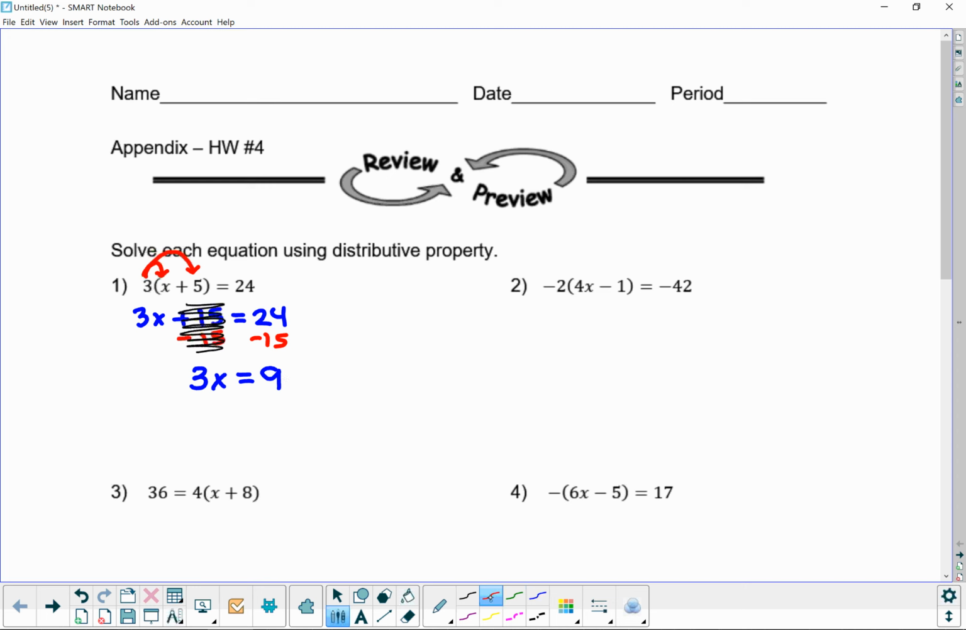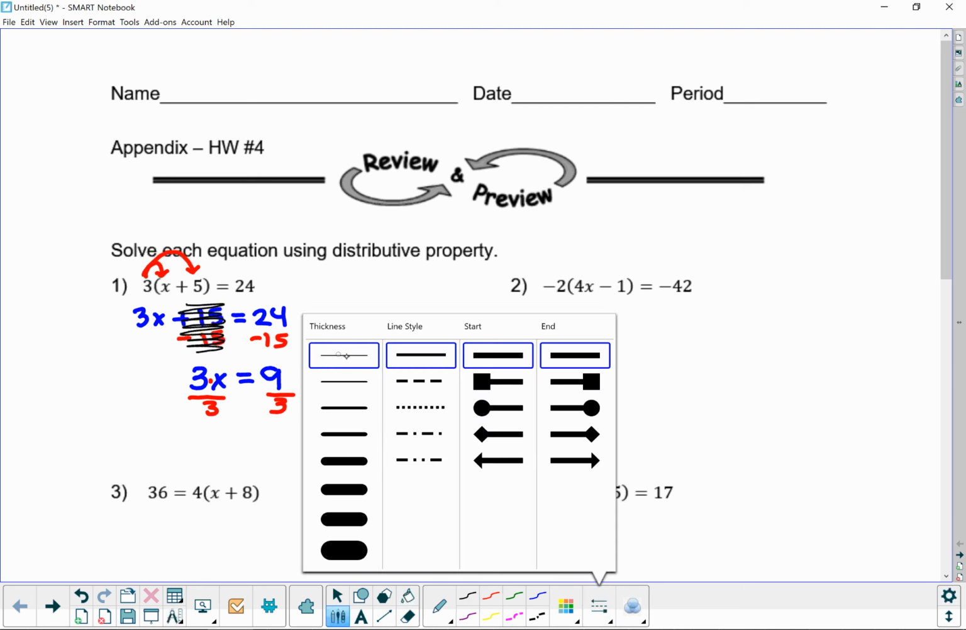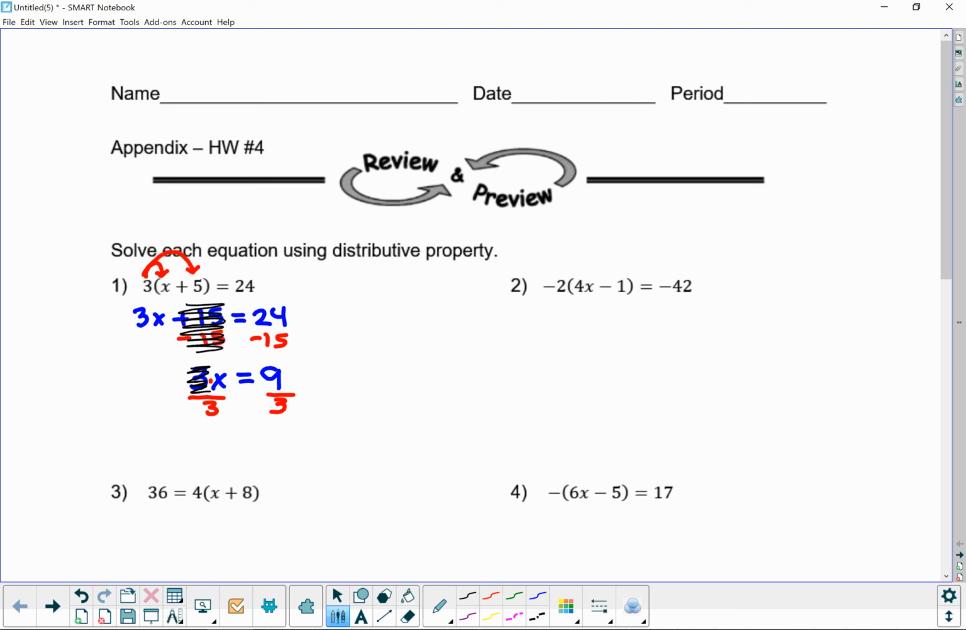Okay, and then now we're going to use this other inverse operation, which is 3 times x. So the inverse of times 3 is going to be divided by 3. And again, by doing that, you're canceling out the 3's, and you're left with x equals 9 divided by 3, you got to figure that out. That's also 3.